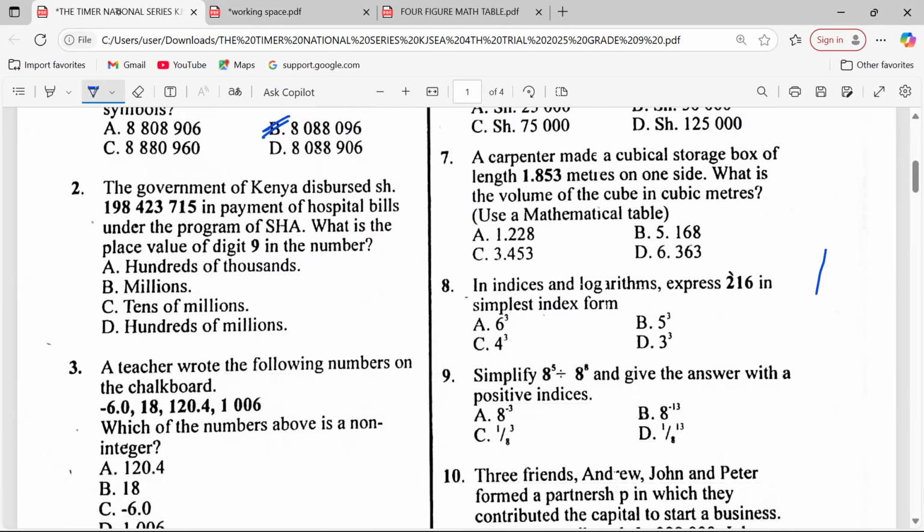Let's check number 2. The government of Kenya disbursed 198,423,715 in payment of hospital bills under the program of SHA. What is the place value of digit 9 in the number? Place value of digit 9. So when you look at this figure, let me write it on the working space. I think it's good for us to have it in the working space.